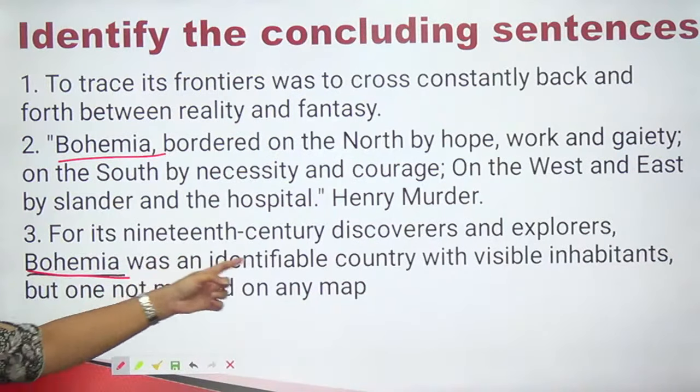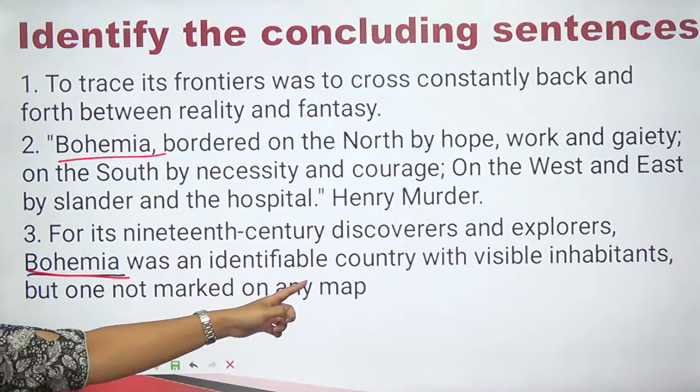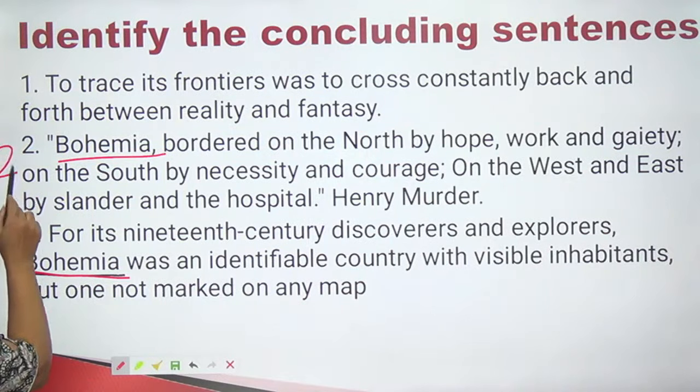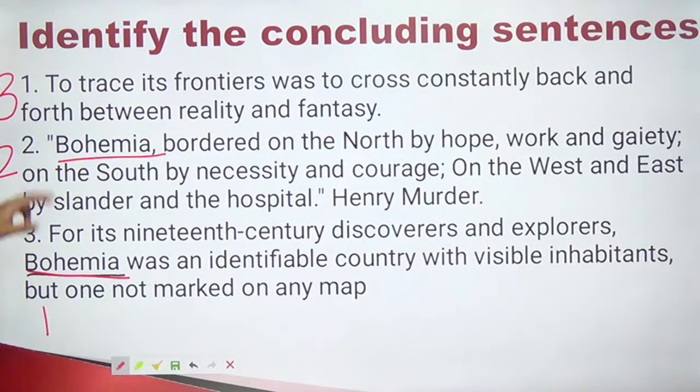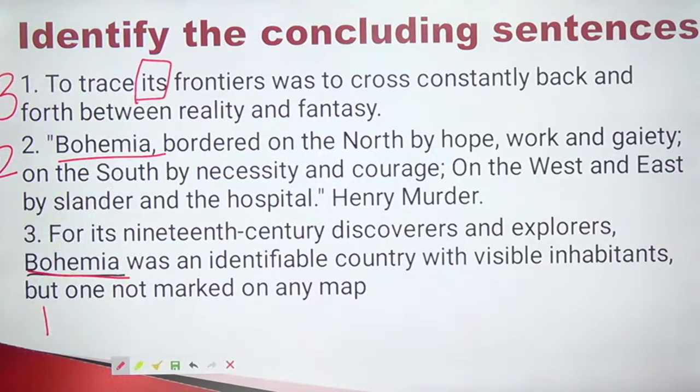For its 19th century discoverers and explorers, Bohemia was an identifiable country with visible inhabitants, but one not marked on any map. And those visible inhabitants are mentioned here, right? So this becomes the first sentence. This is the second, and this becomes our third sentence. Because a pronoun has been used here, it cannot be an opening line. That is how you smartly guess the opening and closing lines.